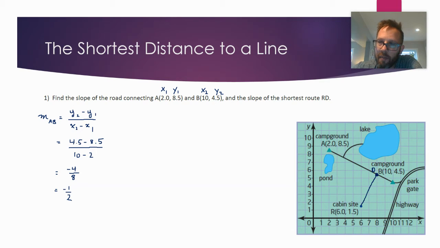And I mentioned our key idea that the shortest route is always perpendicular to that line. So we've reviewed this in a previous lesson, but the slopes of perpendicular lines are always negative reciprocals, right? And what's the negative reciprocal of negative 1 over 2? It's just 2.